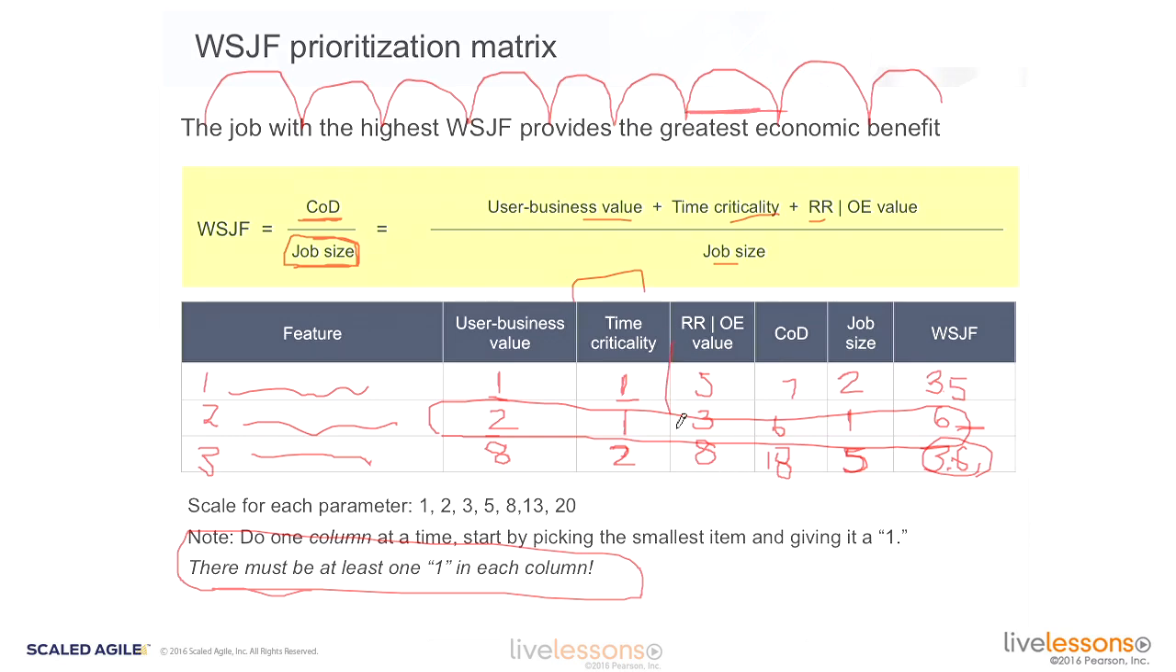Stakeholders are forced to think about the independent concerns. They separate value from job size. You have to estimate job size to get there, and you end up with a WSJF, and you pick the highest WSJF. So the one with the highest number is the highest priority.